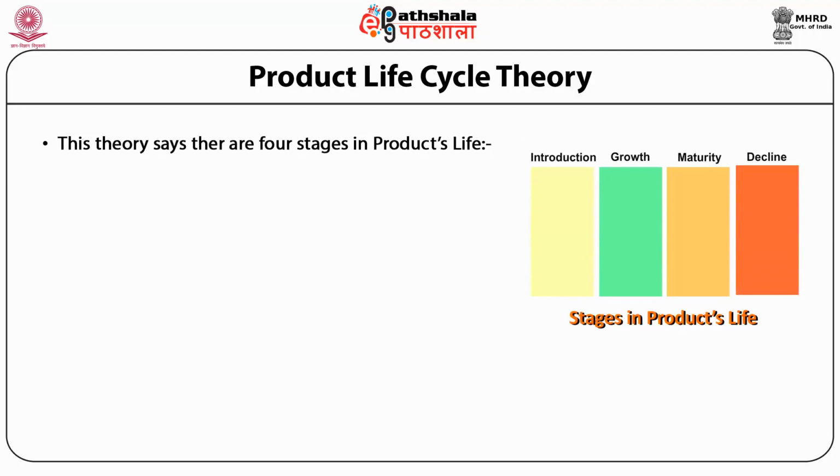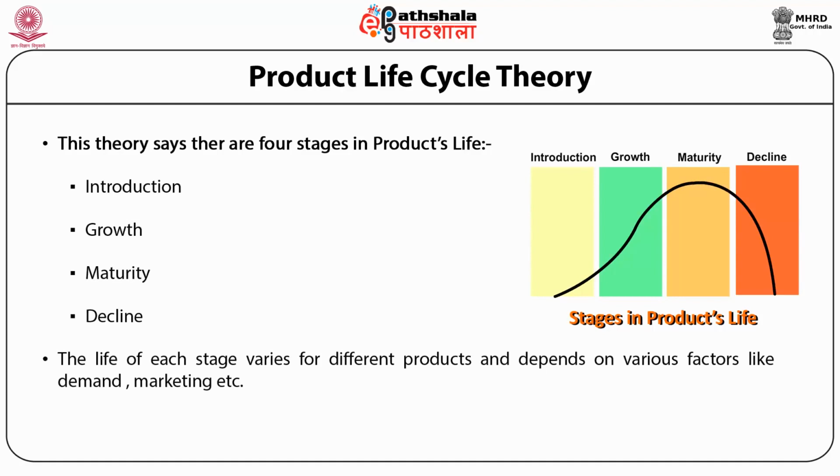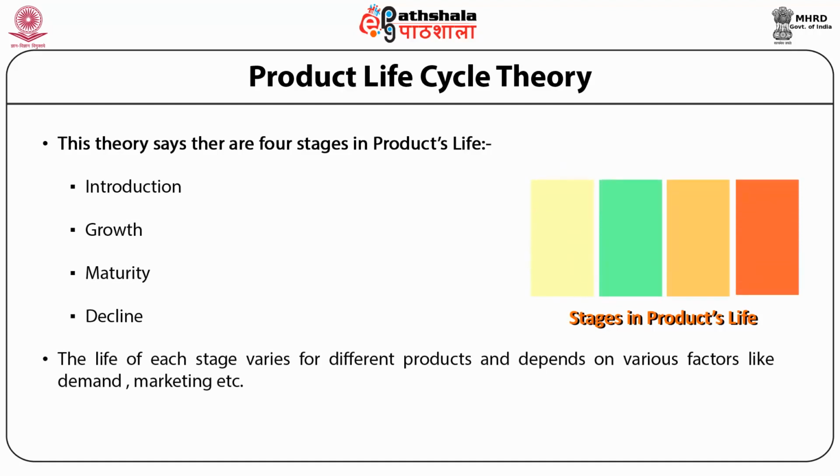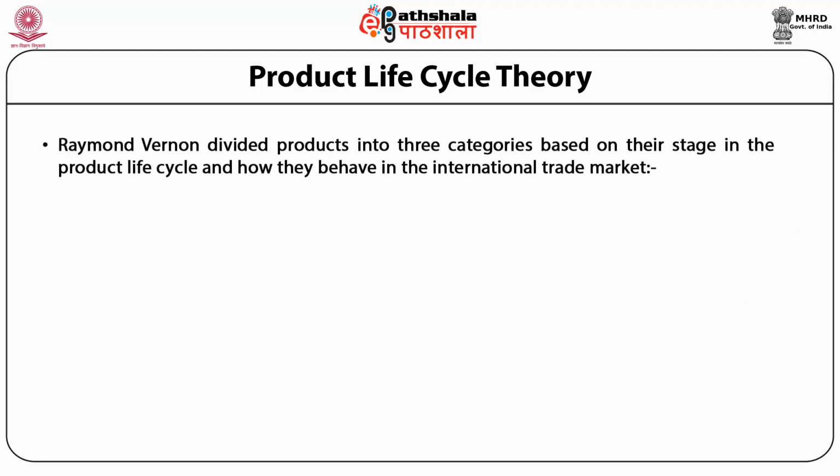This theory says there are four stages in the product life cycle. One is introduction, second is growth, third is maturity, and fourth is decline. The length of each stage varies for different products and depends upon various factors like demand, marketing, and other conditions. Raymond Vernon divided the products into three categories based on their stage in the product life cycle and how they behave in the international trade market. One is the new product, second is the maturing product, third is the standardized product.